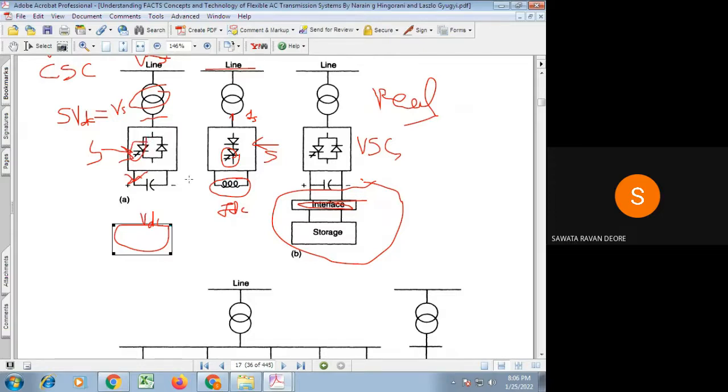If we use SCR and it is a current source converter, that is what you studied in the high voltage DC transmission system. So those converters are current source converters, but they are with only controlled power semiconductor devices, which don't have the self-commutating capability.